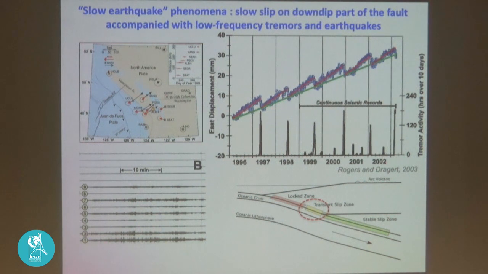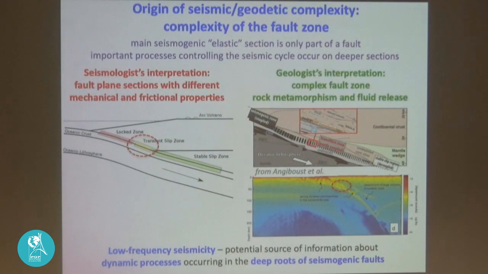This is why they're very interesting. Okay, now let us think a little more about the faults. So this is the image that I just showed you. This is the interpretation of a seismologist or geodesist, who essentially considers the fault as a plane with sections with different mechanical or frictional properties: locked zone, stable sliding, and some kind of transitional zone.